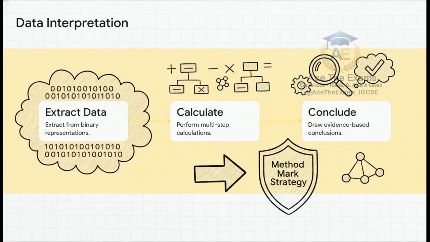First, extract from binary representations. Second, perform calculations. Third, draw evidence-based conclusions. This is where we implement the computer science success blueprint.